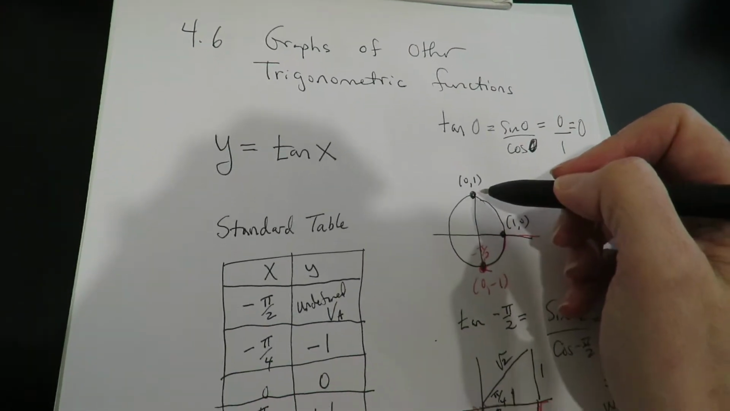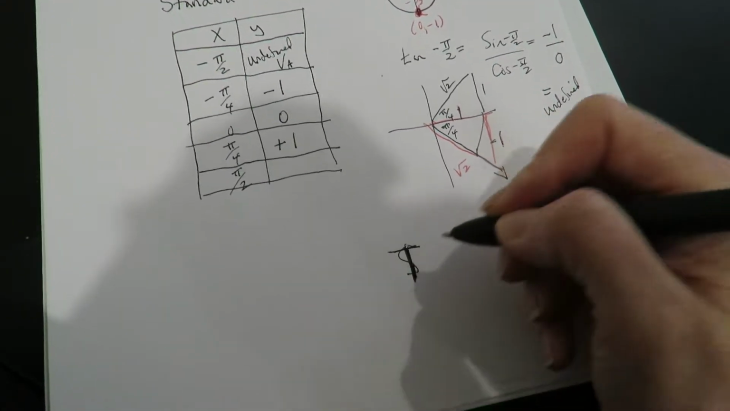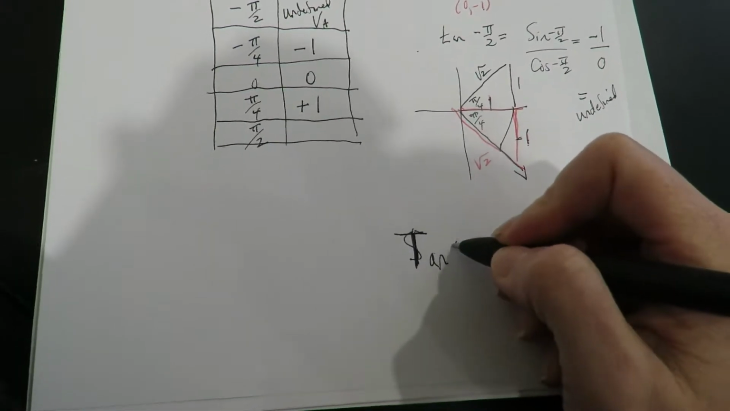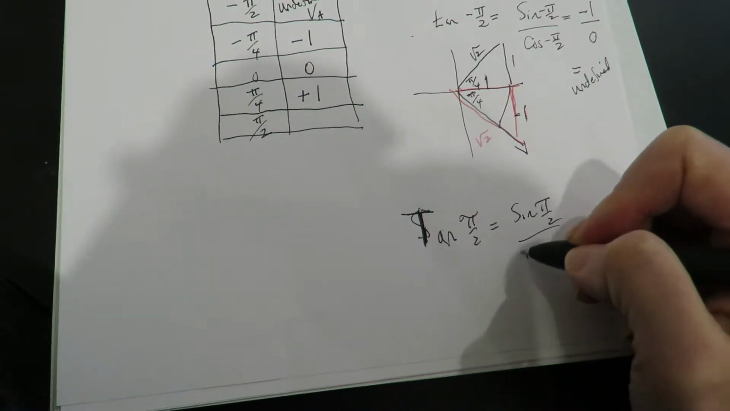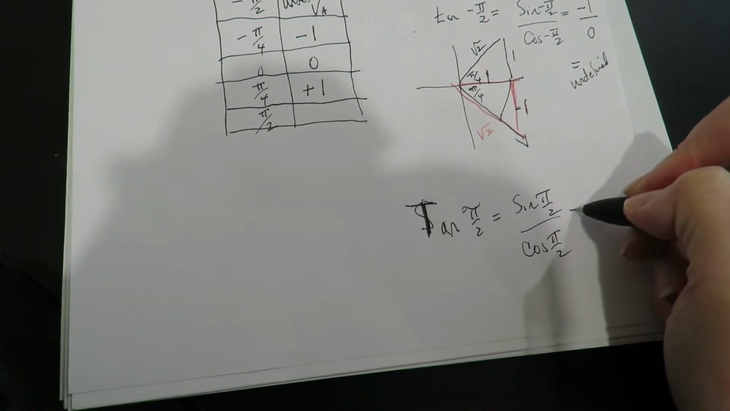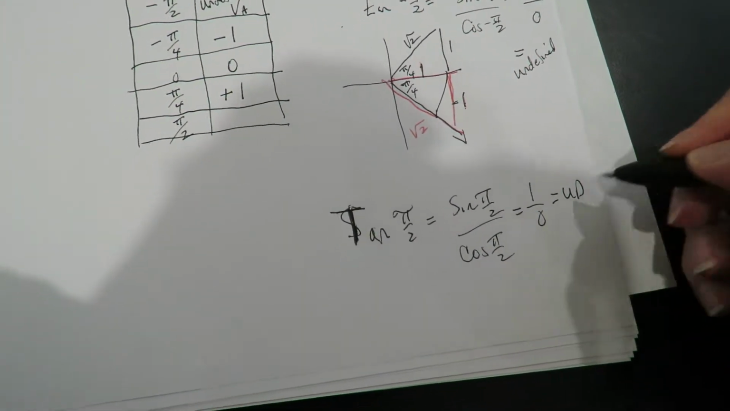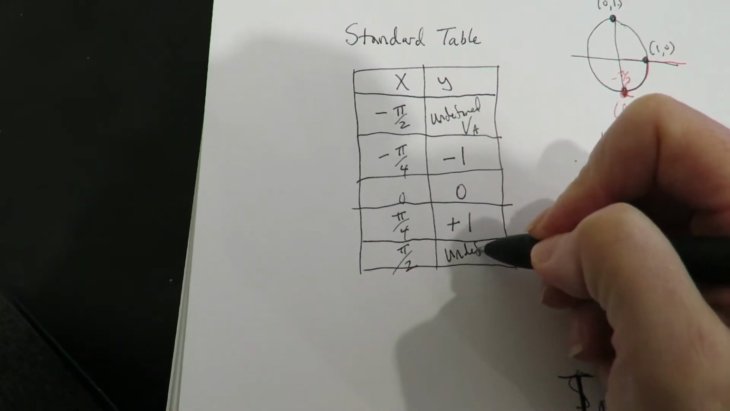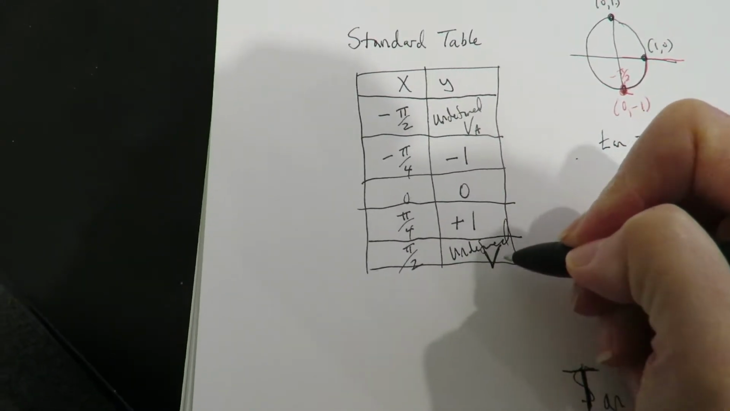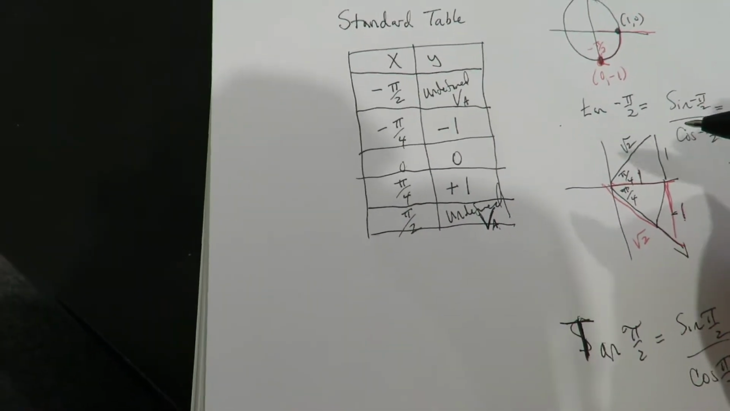So you're going to be using these values. So tangent of pi over 2 is equal to the sine of pi over 2 over cosine of pi over 2, which is equal to 1 over 0, right? The sine is 1, the cosine is 0. So this is undefined. So for this one, we get undefined. But really, what I would prefer you write in these boxes for this one is the VA, vertical asymptote.